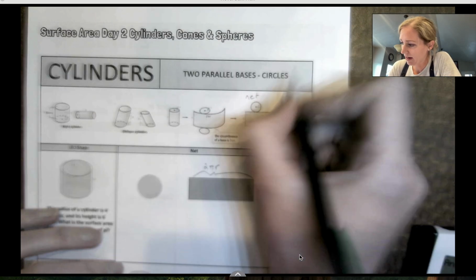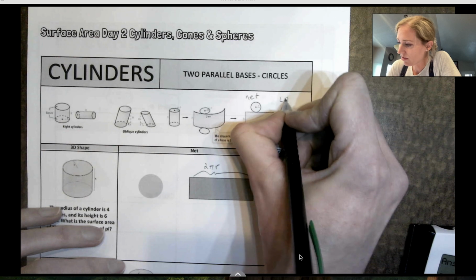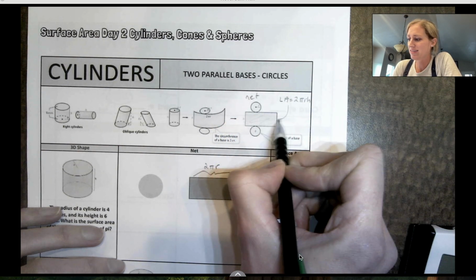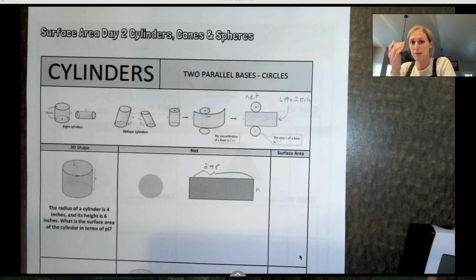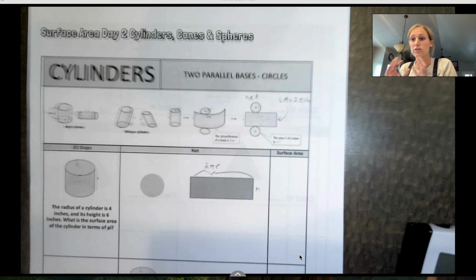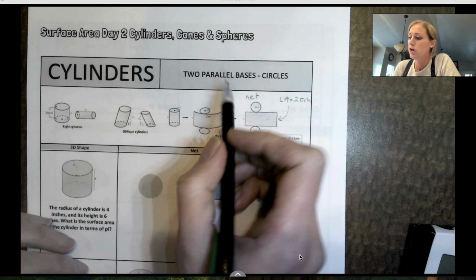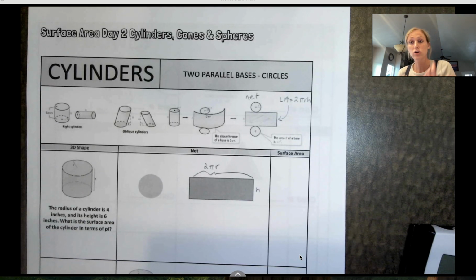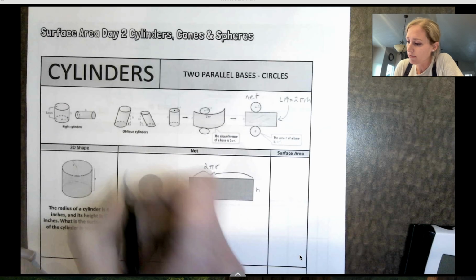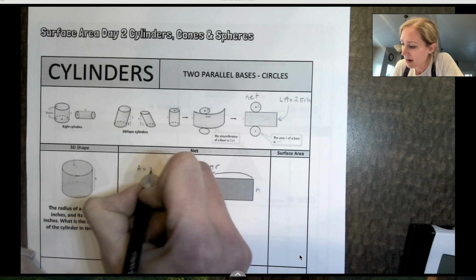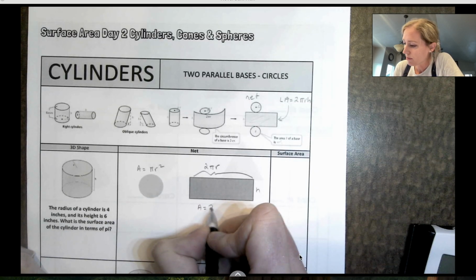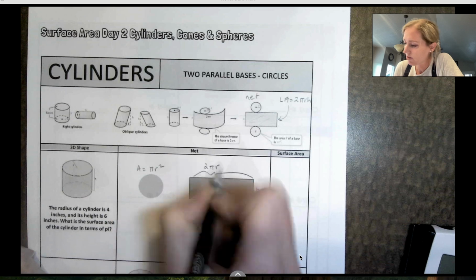So lateral area is equal to 2 pi r times h. That is this curved surface that, when I unwrap it, is a rectangle. Lateral area means all the areas except for the bases. Now the bases: what makes it a cylinder is that its two parallel bases are circles. We know how to find the area of a circle, right? Area is pi r squared. And the area of this rectangle is 2 pi r times h, base times height.